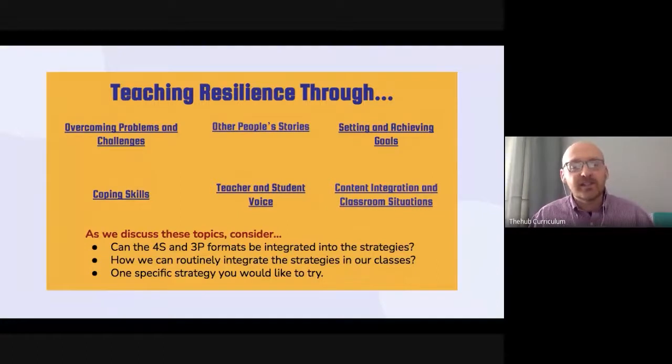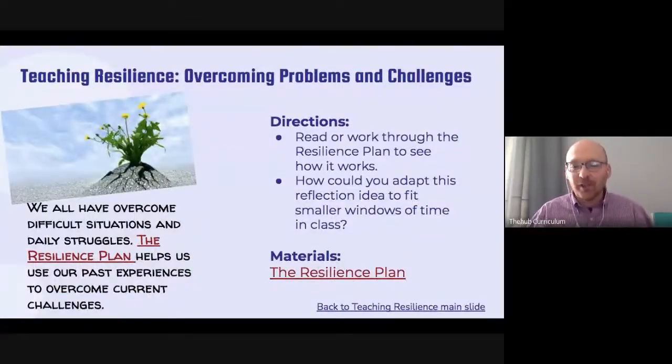And as we discuss these topics, think about how could I use a 4S and 3P format in these particular strategies? How can we routinely integrate these strategies? And that's the key: we may do that one-time explicit lesson, but how can we keep bringing that message back into our classrooms routinely? And if nothing else, at the end of today, is there one specific strategy you would like to try for building resilience? So keep those in mind as we go through these. And there's going to be a lot, but after this, we'll give you some time to really work with all of it.